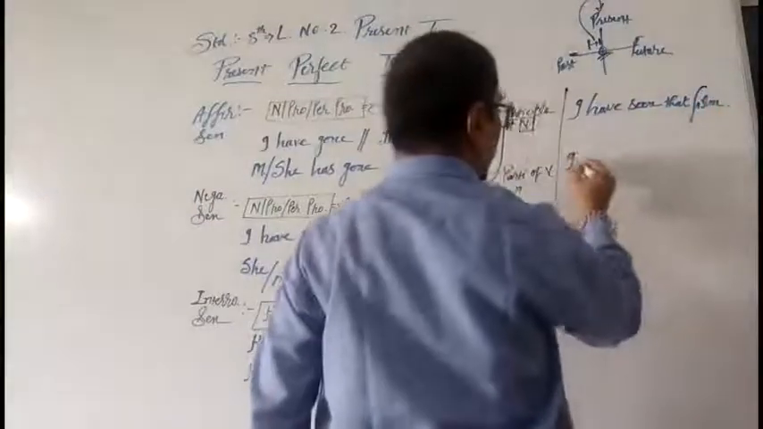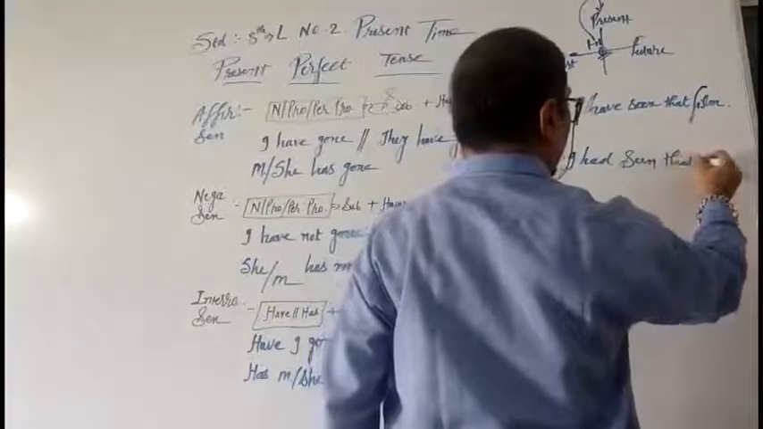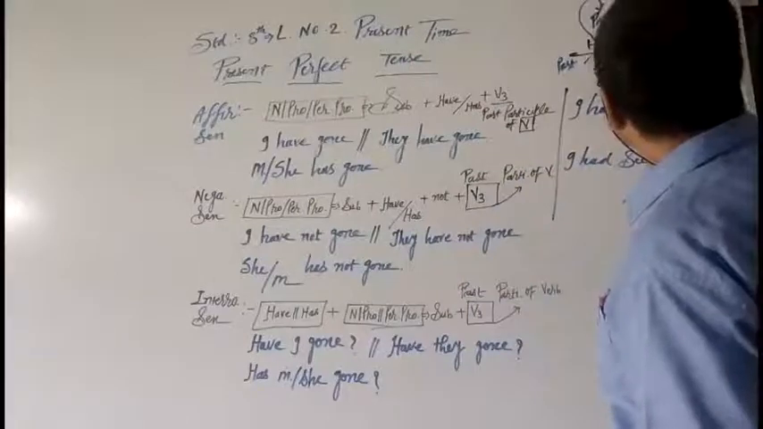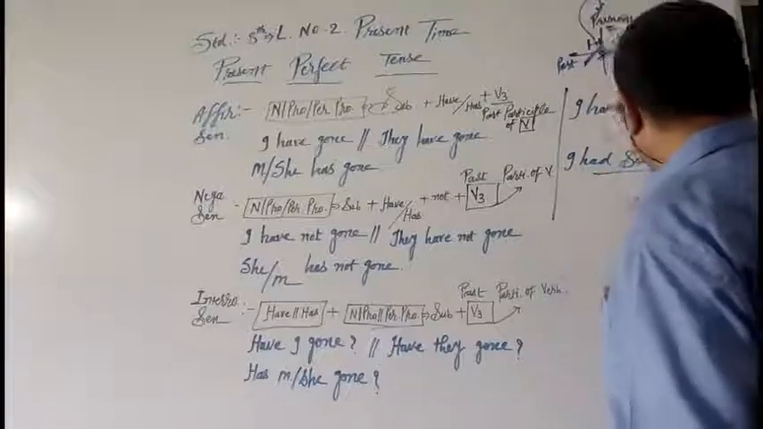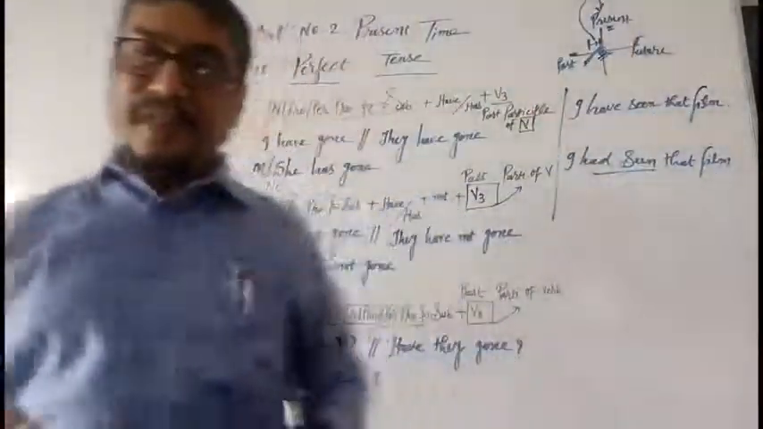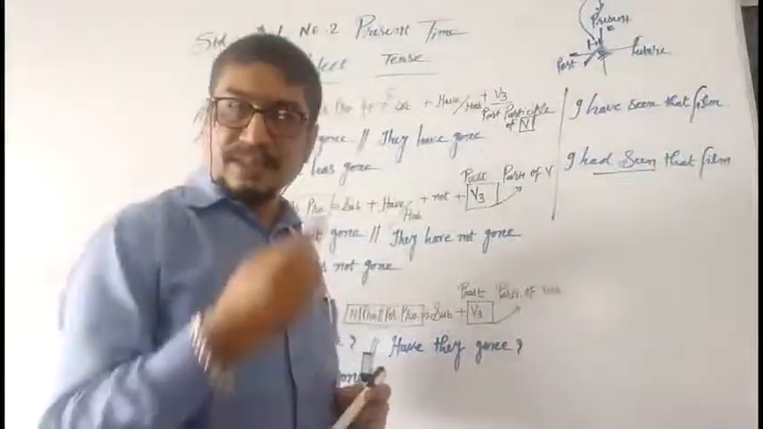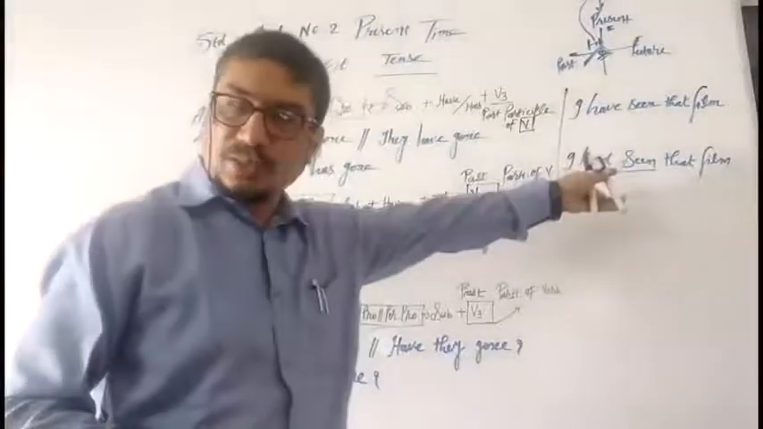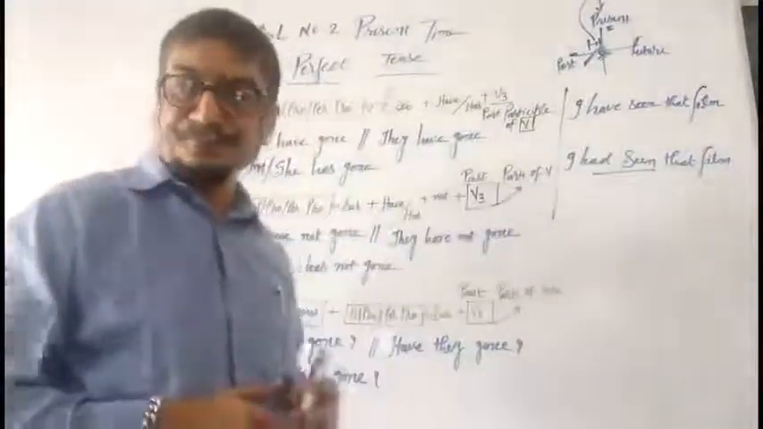Or, I had seen that film. You see here, if the completed action just before the present is not having any effect on the present, then it is past perfect. If that action prevails the effect on the present time, that is present perfect. That's the difference between these two sentences. I have seen that film, I had seen that film.